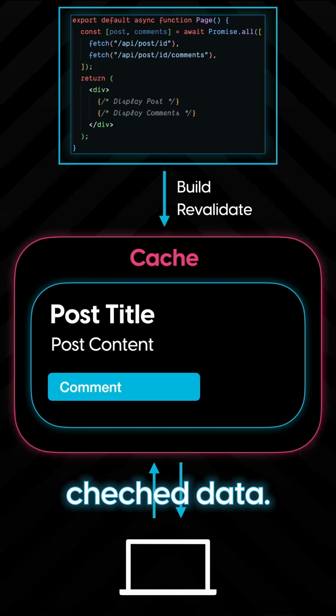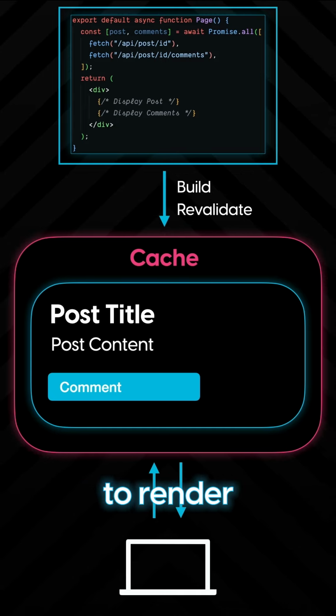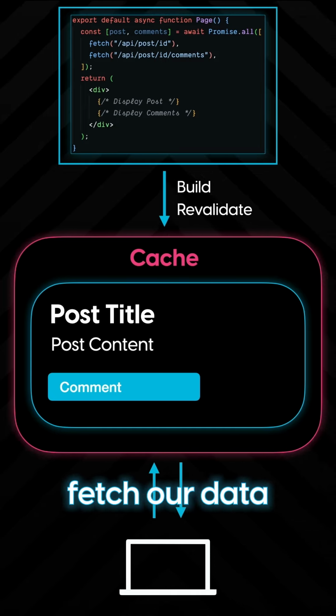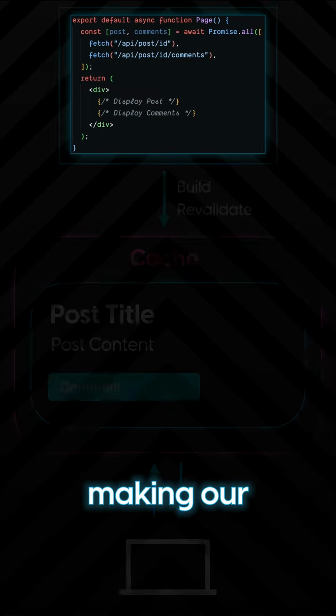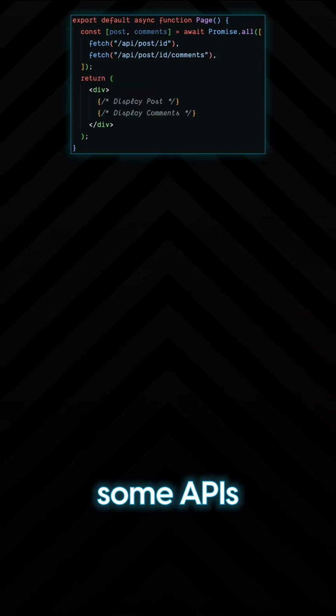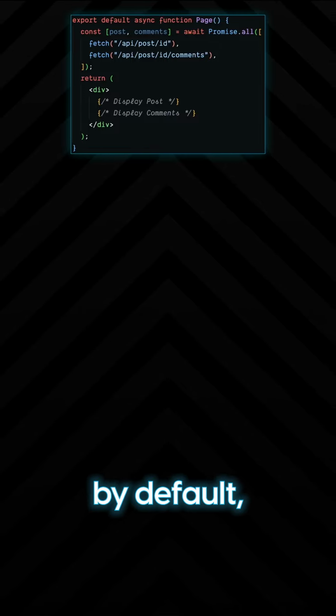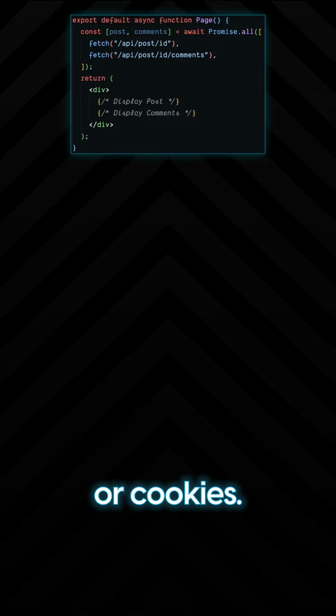This can make our route a lot faster, and it can be fine sometimes to serve cached data. However, in some situations, we might need to render our component and fetch our data every time the page is requested. And we can do that by manually making our route dynamic, or by using some APIs that make a component dynamic by default, like search parameters or cookies.